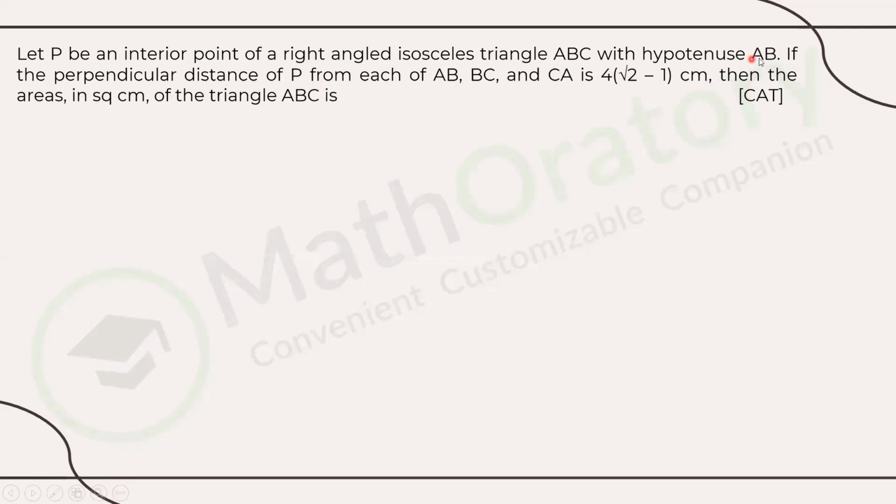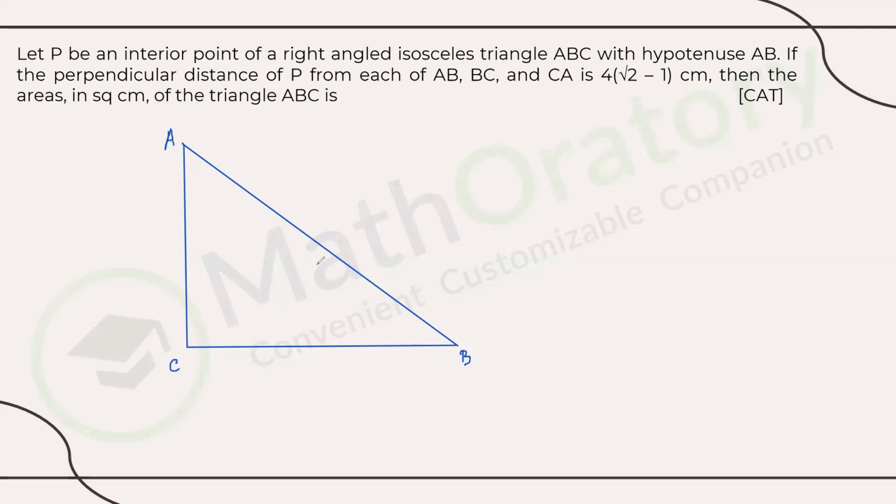Now, this particular information that is given is the only information, right? This is the perpendicular distance of P from each of the sides. So it says P is at a constant perpendicular distance from each of the sides AB, BC, and CA, right? First, let us draw the triangle out here. So I'm just drawing a big figure. Yeah, so hypotenuse is AB. So let's say this is A, B, and C.